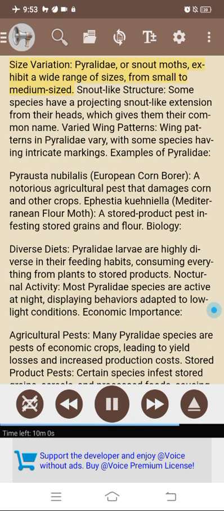Diagnostic characteristics. Size variation: Pyralidae, or snout moths, exhibit a wide range of sizes, from small to medium size. Snout-like structure: some species have a projecting snout-like extension from their heads, which gives them their common name. Varied wing patterns: wing patterns in Pyralidae vary, with some species having intricate markings.